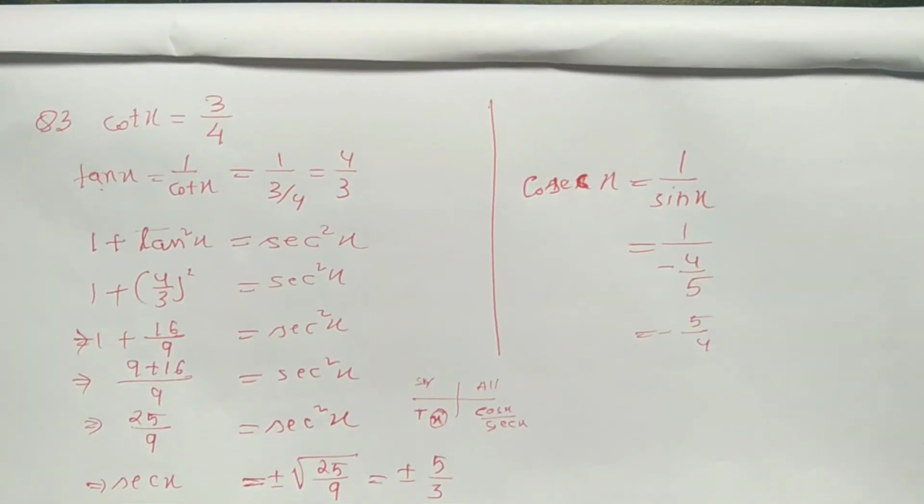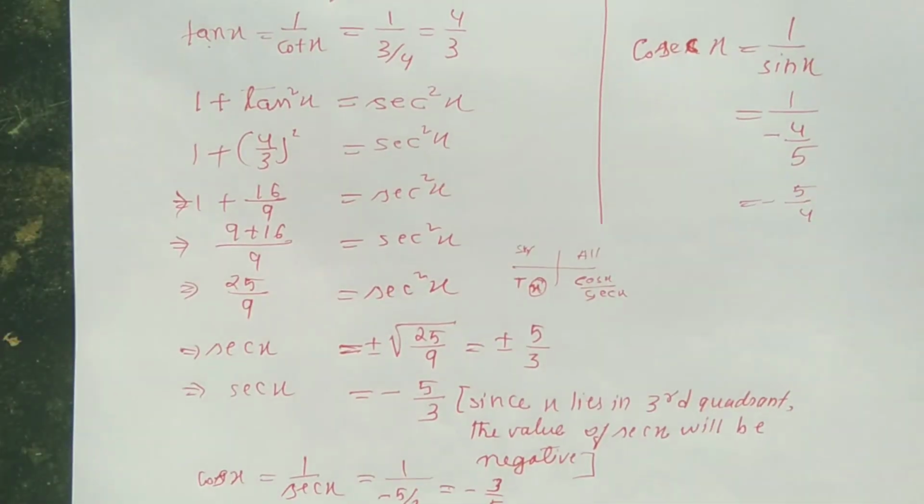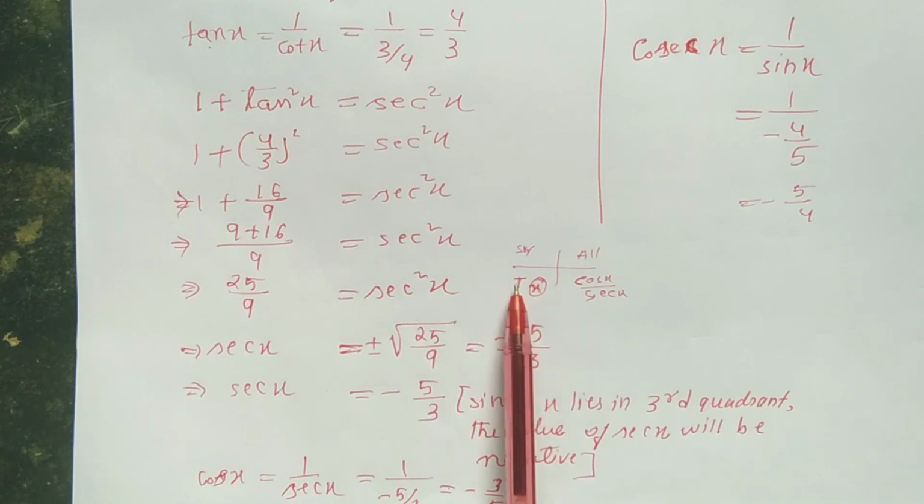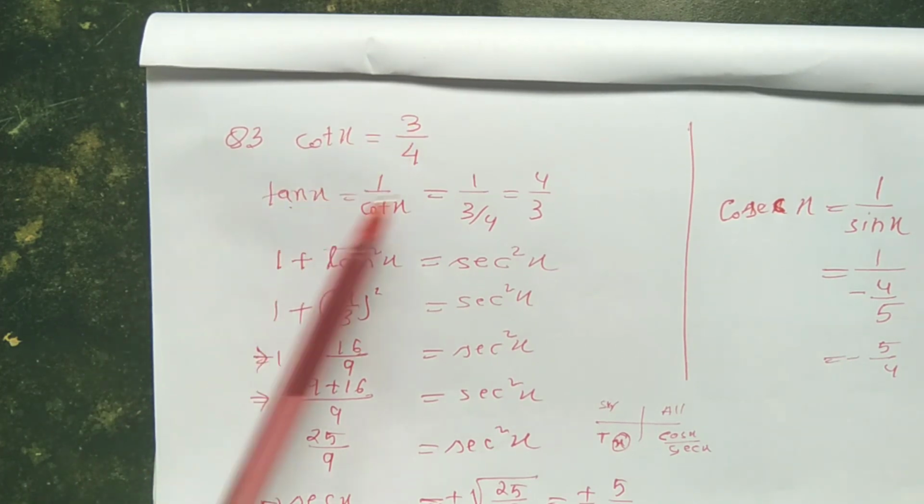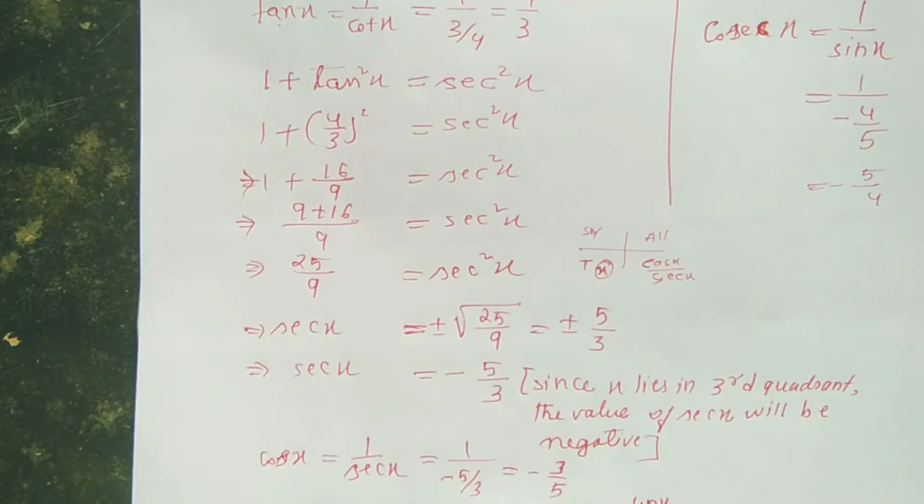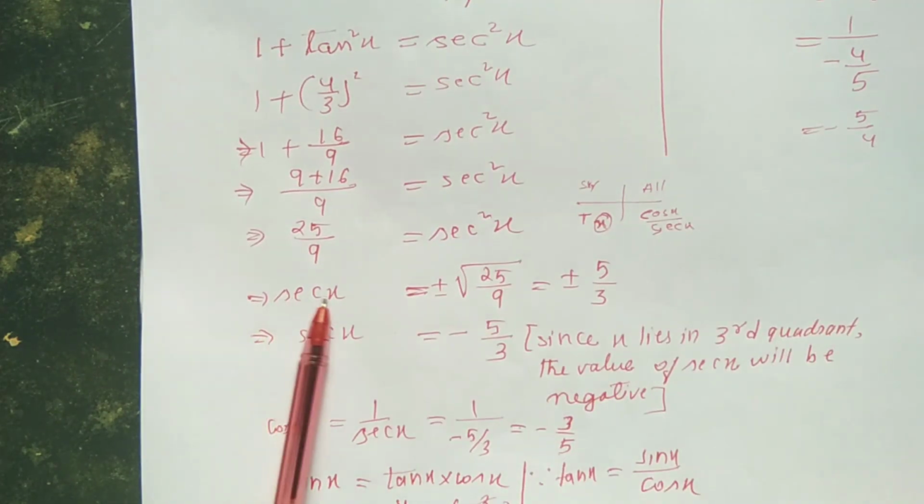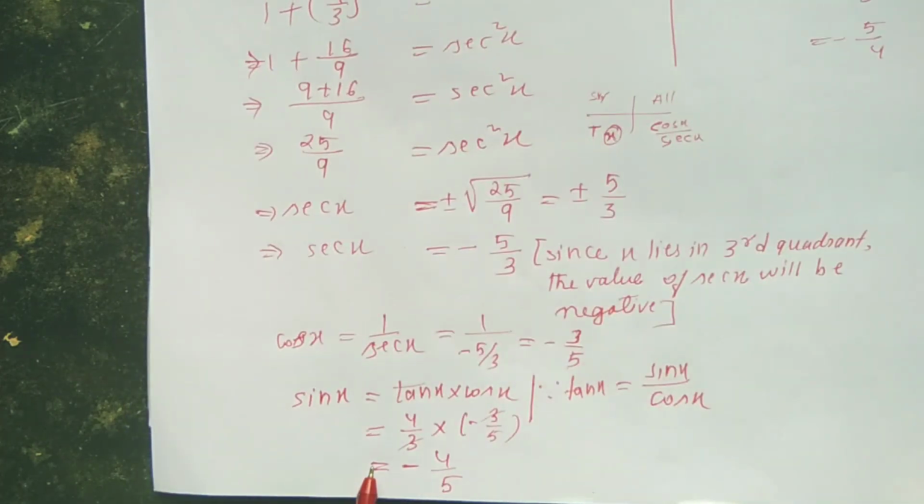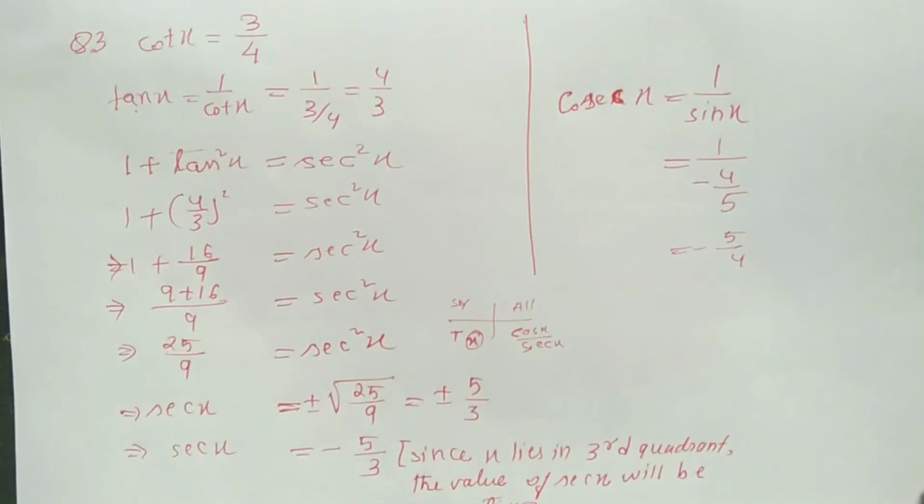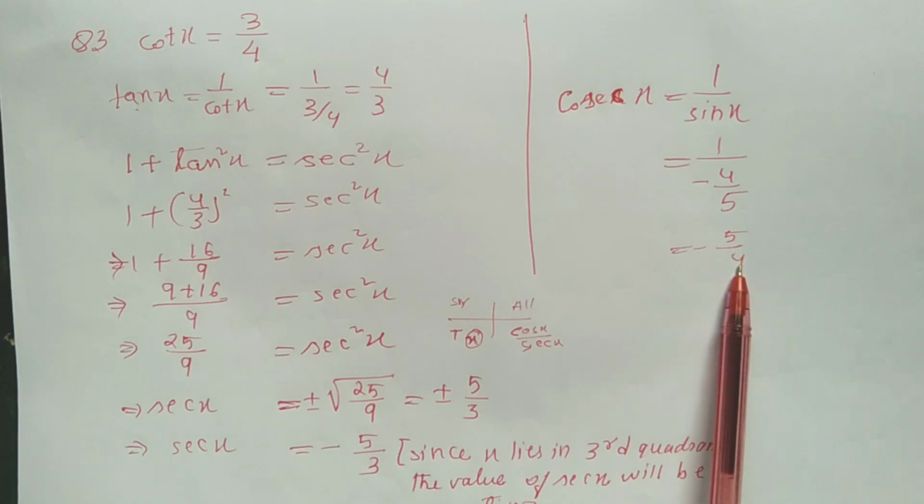Now, since x lies in the third quadrant, here only tan and cot are positive. Look here. This is the value of cot x, it is positive. Tan x, it is positive. But the rest of the trigonometric functions, that is this one, sec x equals minus 5 by 3. Cos x is also minus 3 by 5. Sin x is also minus 4 by 5. Again cosec x is also minus 5 by 4. So this way we have to solve this.